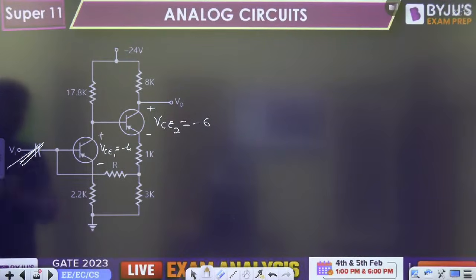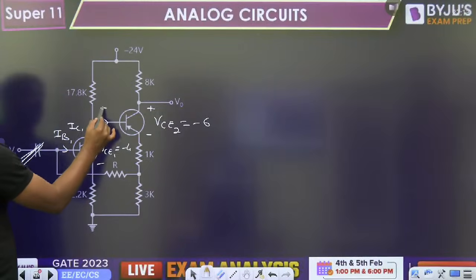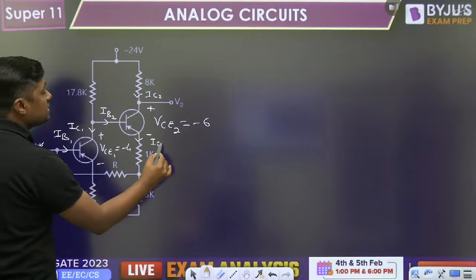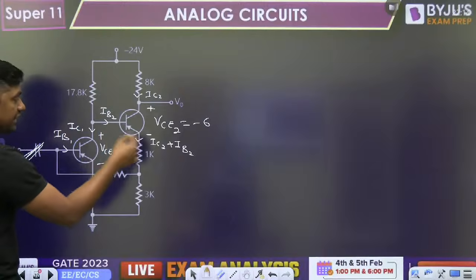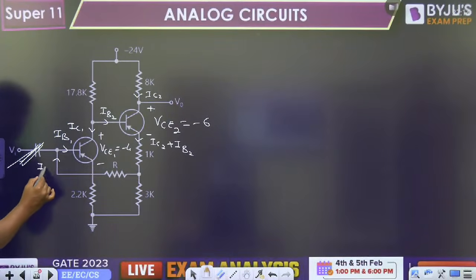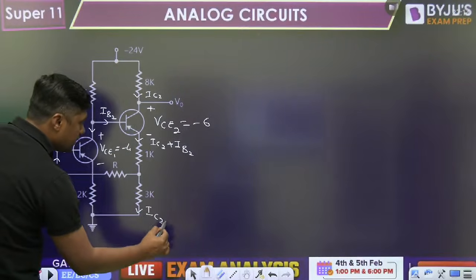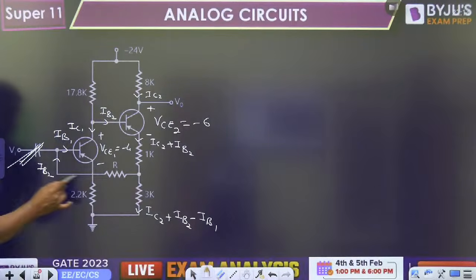This capacitor will act as open circuit because it is a DC analysis. What will be the current here? IB1. What is the current here? IC1. What is the current here? IB2. What is the current here? IC2. So what is the current here? IC2 plus IB2. Always you can neglect the IB2 in terms of IC2, a comparative term. What is the current here? This is the current IB1. So this current will pass through this IB2. And here this is the IC2. IC2 plus IB2 minus IB1. This is the path of IB1.